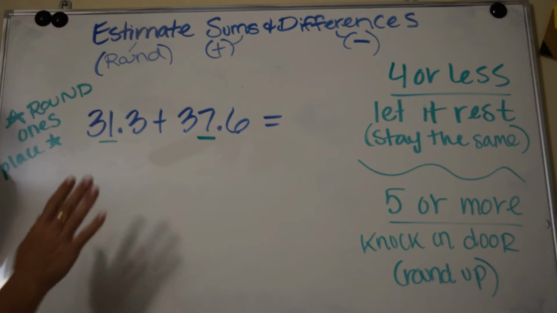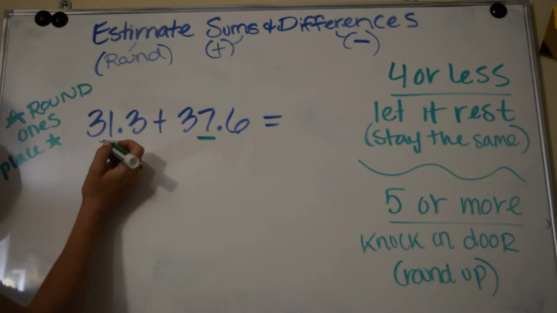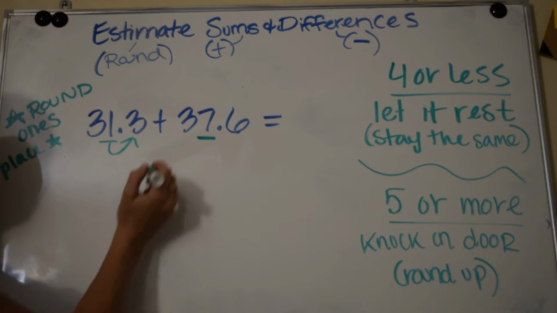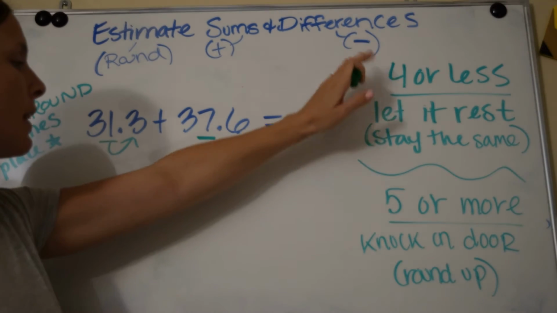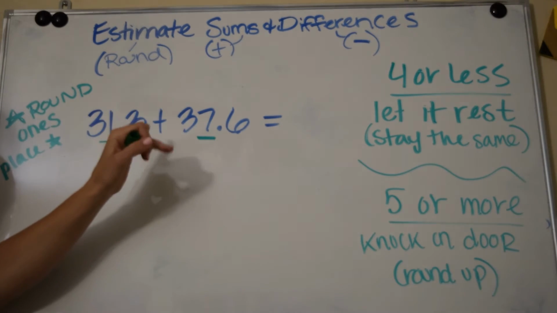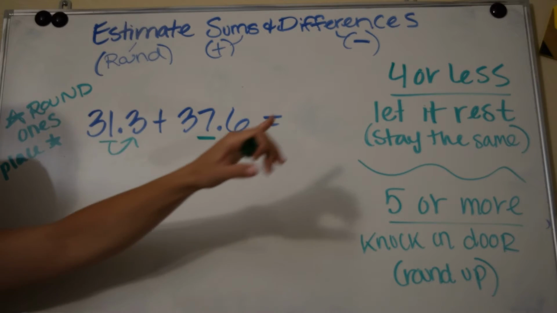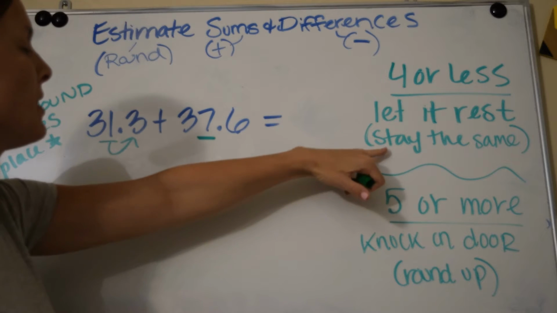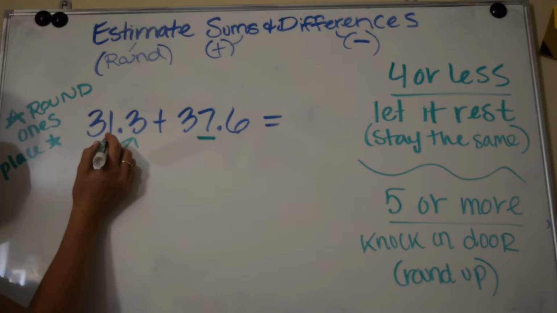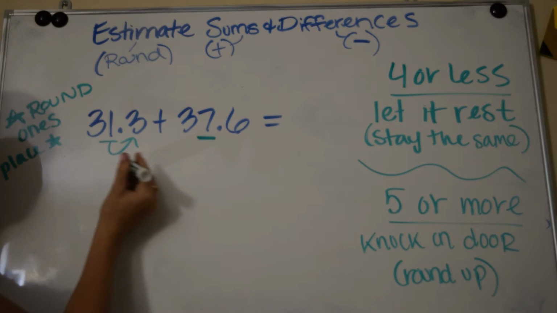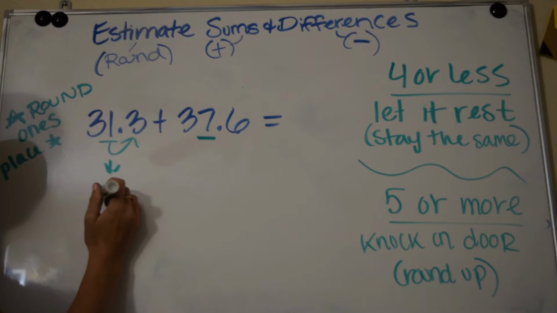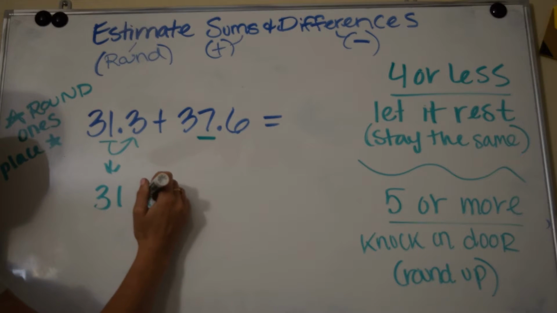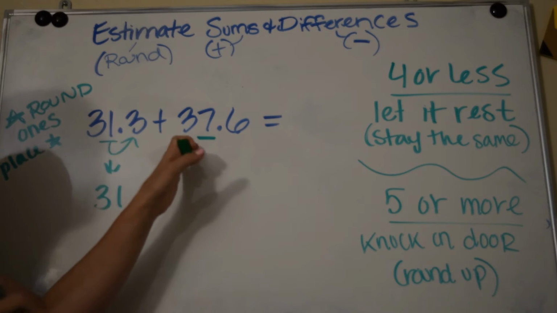Okay, so 31.3. A 1 is in the ones place. We look to the right. Is this number 4 or less or 5 or more? Well, it is a 3, and 3 is smaller than 4. So we let it rest, which means the 1 stays the same, and everything to the right of it goes away. So this becomes 31, and then bring down our plus sign.